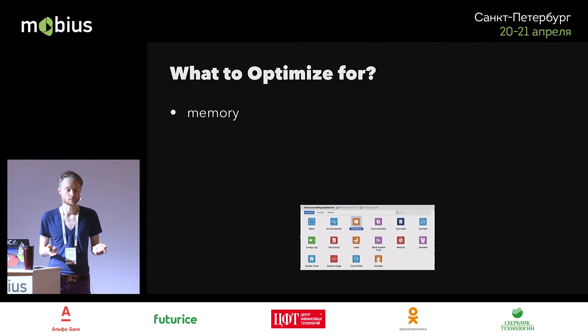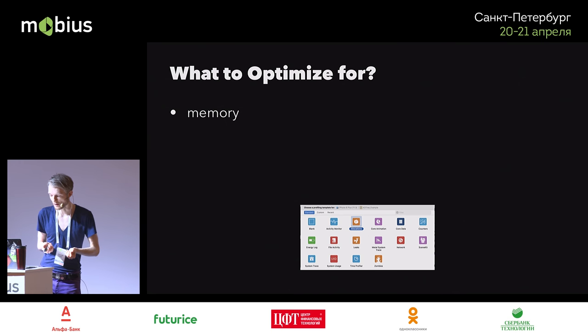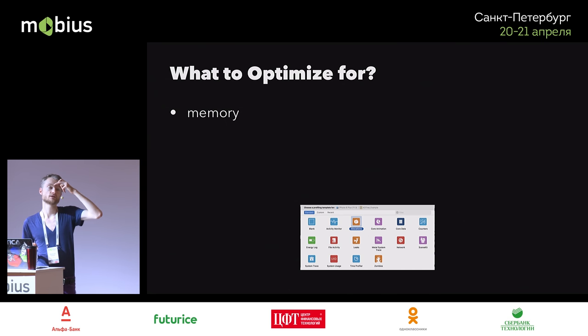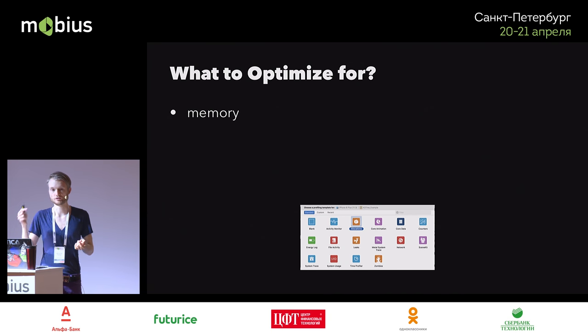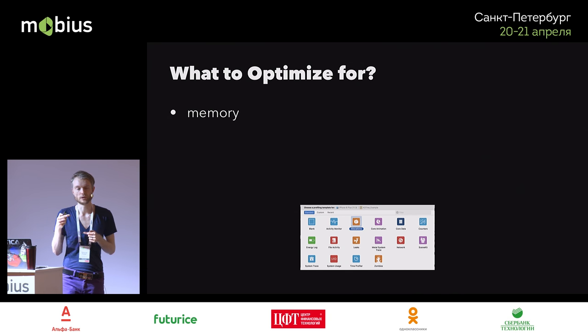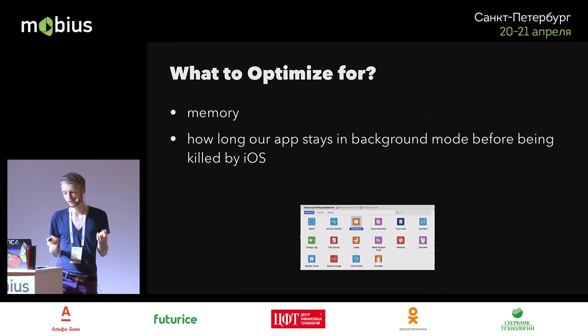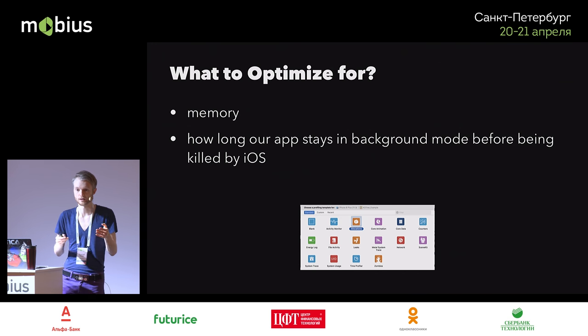The other thing that you can optimize for is memory. This is important, of course, because you might not fit on the phone, but you also have to remember that the more memory you use, the earlier iOS will kill your app. If you're in background mode, iOS will basically have this list of which apps are currently open. And if you are using a lot of memory, your app will be one of the first ones that goes away when the user does something else. So if you use less memory, it will stay longer in background mode and doesn't have to be restarted.